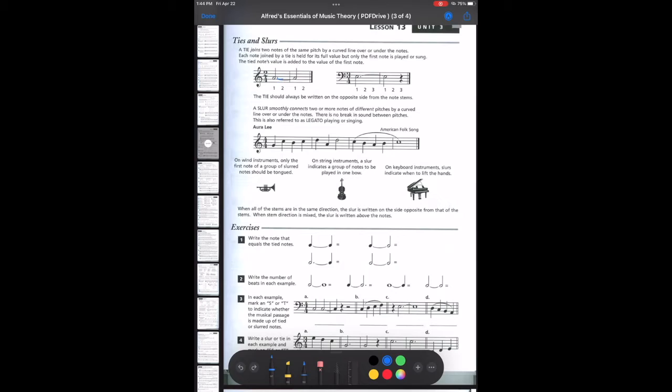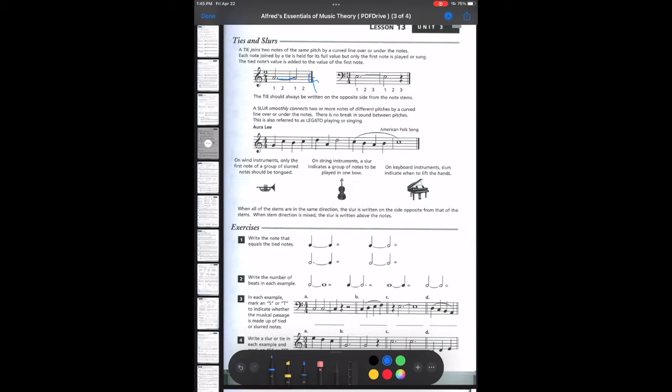This tie is tying those two notes that are in the exact same space. They don't have to be the same value, the same number, but they need to be in the exact same space or on the exact same line. So that makes 1, 2, 1, 2, altogether 4 beats.